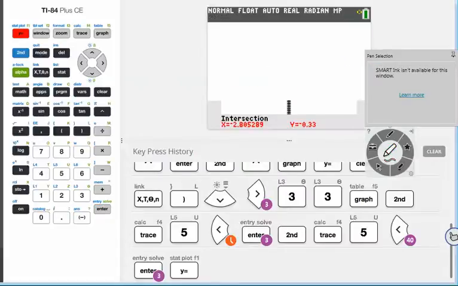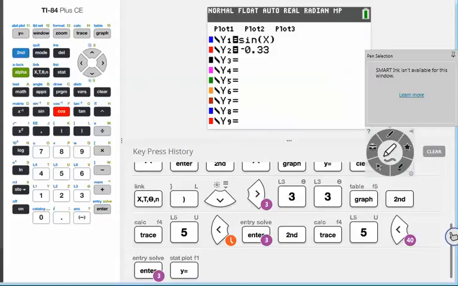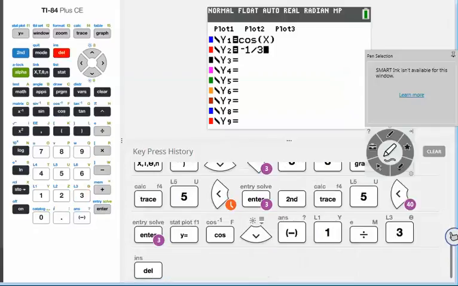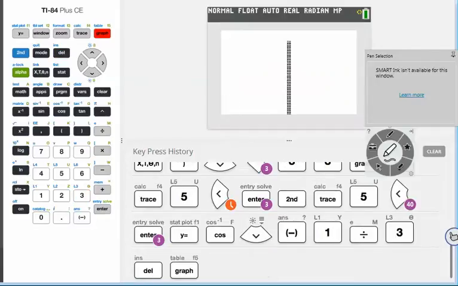So I hit y equals, and I graph cosine of x, and I get negative 1/3, negative 1 divided by 3, and then I hit graph, and then here's my curve, and here's my two spots. Well, I only need to find one of them because it's symmetrical, and that's the cool thing about the cosine.